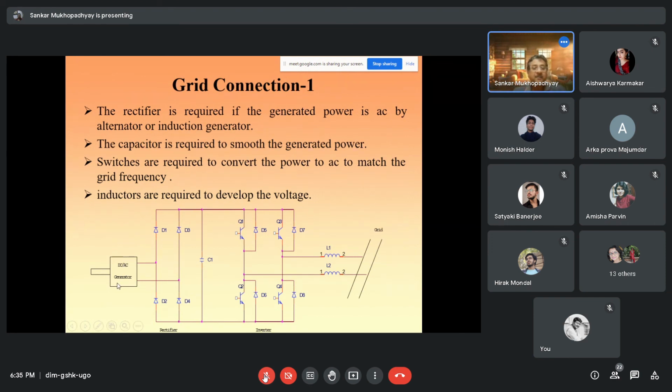Now, DC or AC generator, whatever be the generator, ultimately I need to connect it to the grid. So what I will do, I will convert it through the rectifier, and from the rectifier I will again convert it to electrical energy, AC.